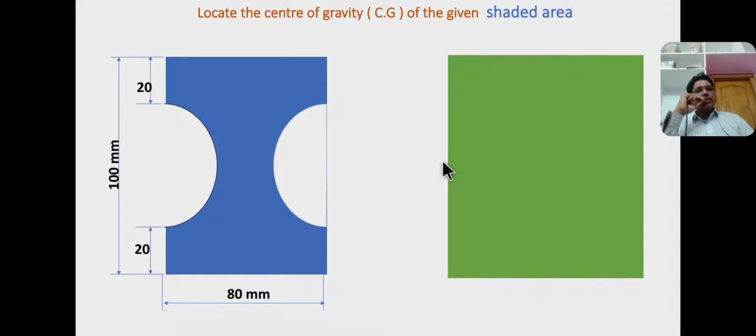First of all, I consider section 1 as a rectangle having dimensions base B equal to 80 mm and height or depth D equal to 100 mm. So first I consider this rectangle as section 1.